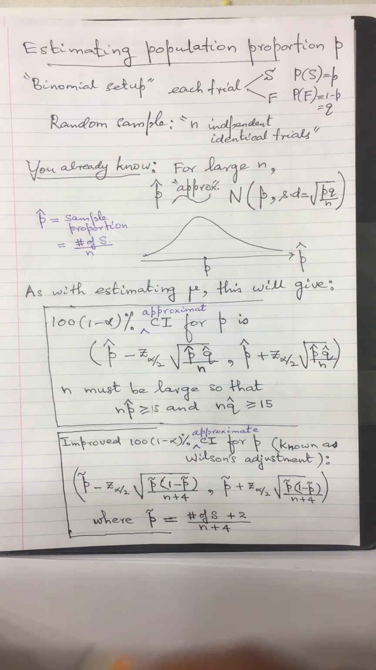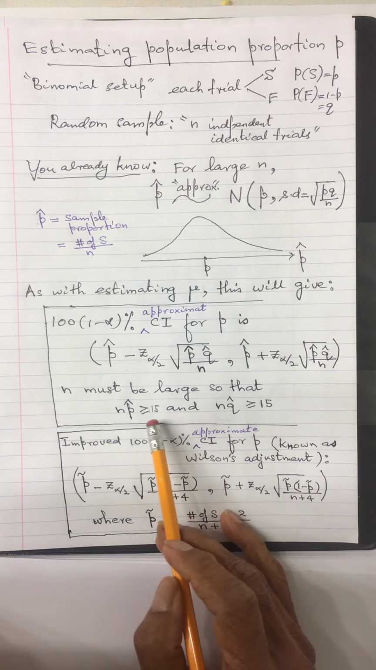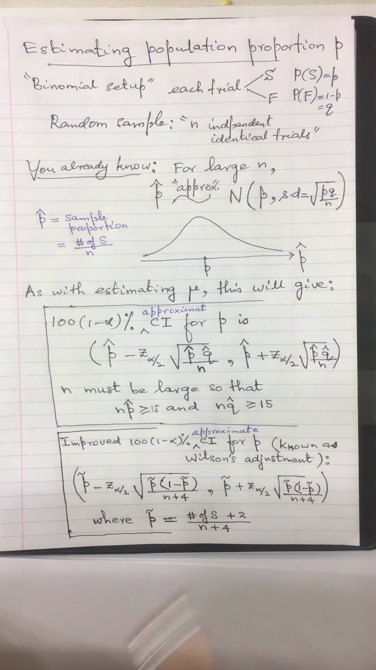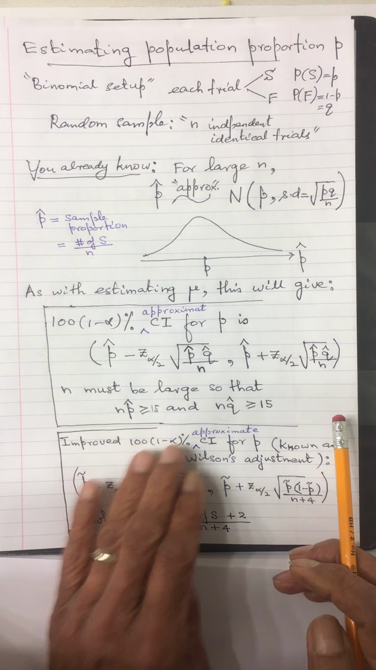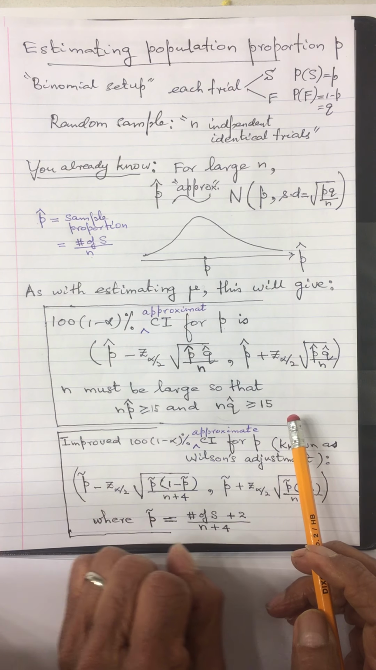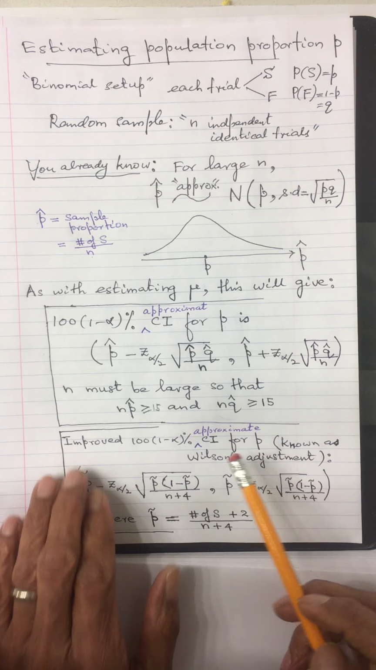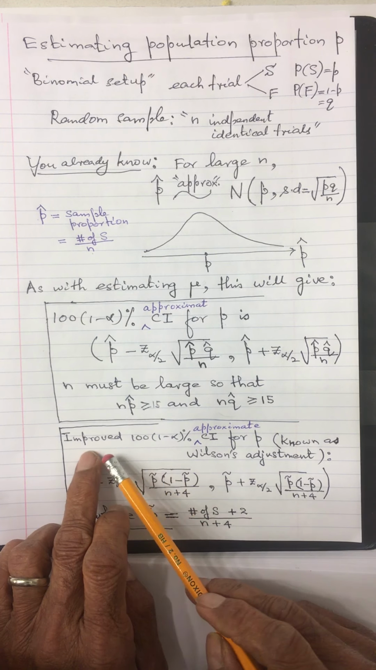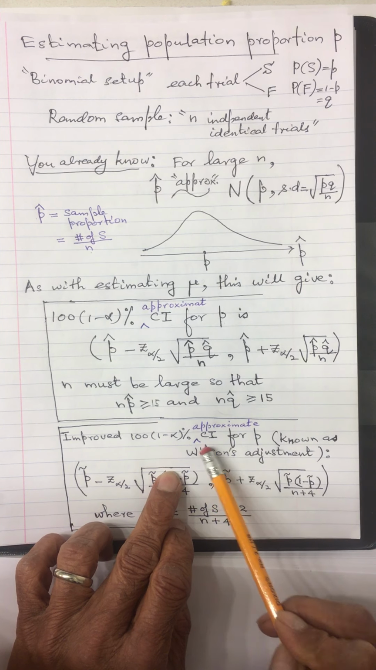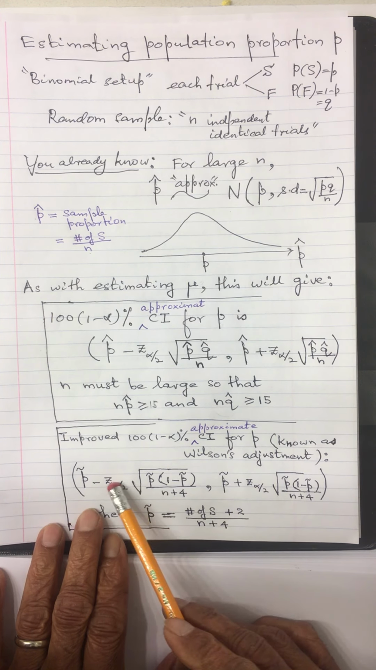There is another improved version of this interval, especially if you are dealing with a not so big n, a small n. Sometimes this condition may not be true. If it is not true, especially for small n, this is a very good interval. This is the improved version, the 100 times 1 minus alpha percent approximate confidence interval for P, and it is going to be like that.